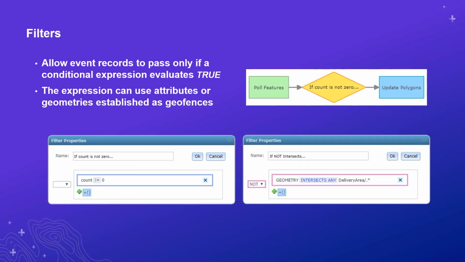Filters allow an event record to pass only if the event record's attributes or geometry satisfy a condition. Filtering conditions are constructed using an expression builder and saved as part of the filter's properties. Filters can refer to attribute values, checking, for example, if an attribute's value is greater than some constant. Attribute values can also be checked to see if they are null or if they match a regular expression pattern. You can use a filter to check if an event record's geometry shares a spatial relationship with an established area of interest. Event records whose geometry intersects a specified geofence, for example, may be allowed to pass through a configured filter.